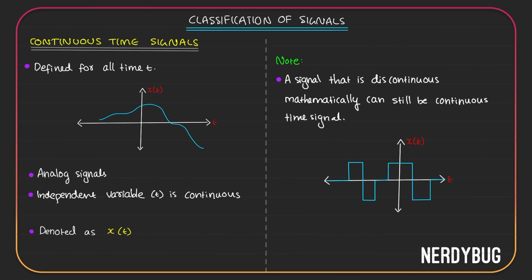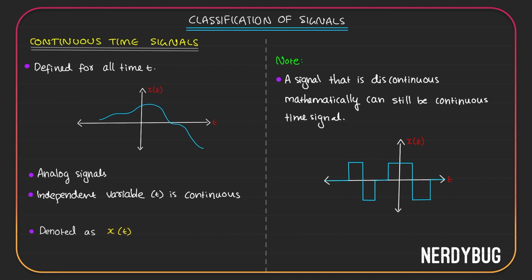Now let us classify signals into two broad categories. The first one is continuous time signals. Continuous time signals are defined for all values of t. So as you can see over here, this is an example for continuous time signal. We can also call this analog signal. Its independent variable, which is t, time, is continuous, and it is denoted as x of t like this.